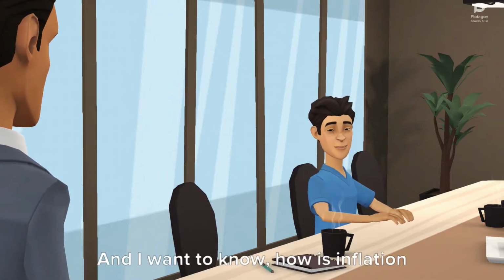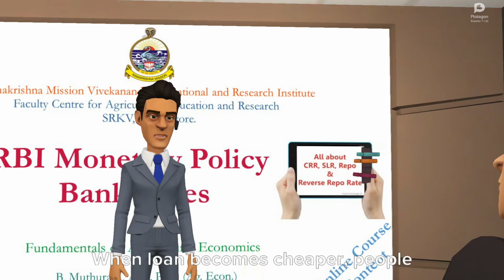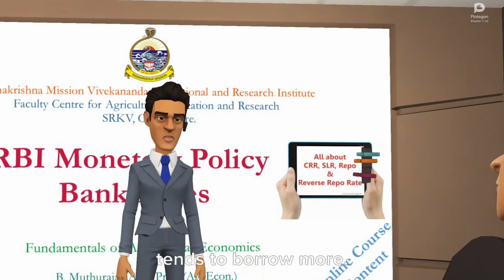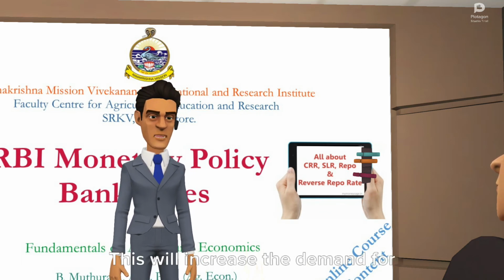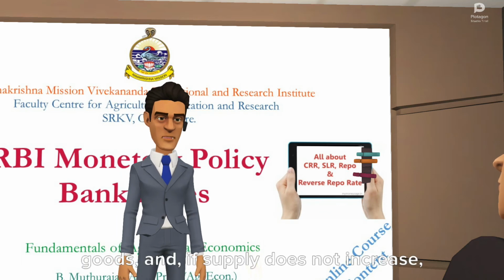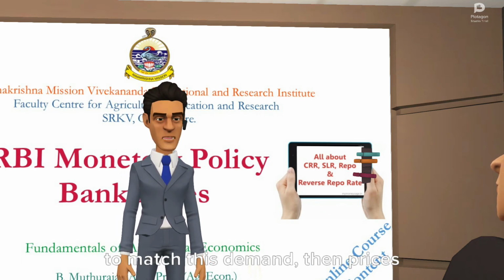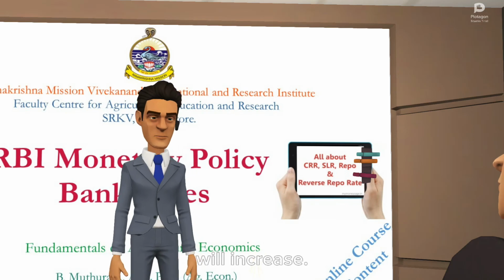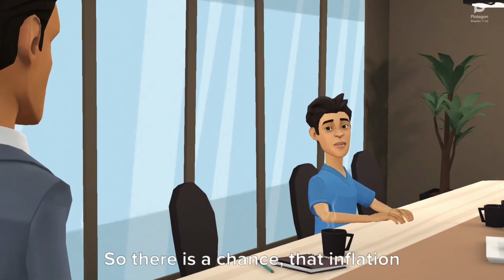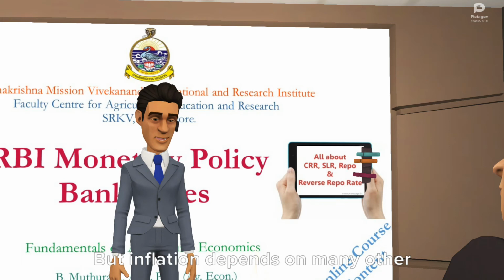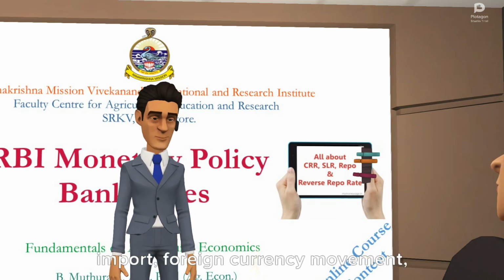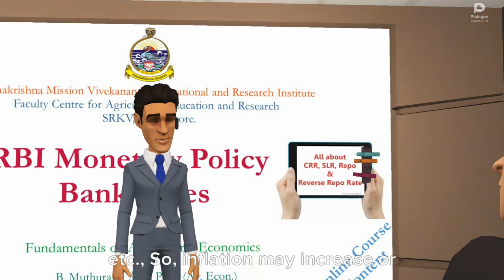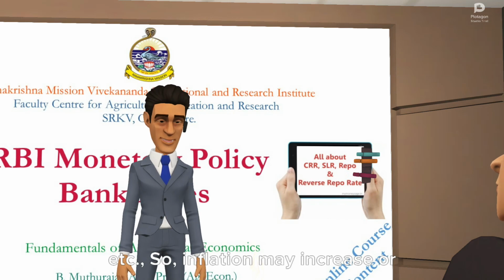And I want to know, how is inflation linked to this? When loans become cheaper, people tend to borrow more. That means people will have more money to spend. This will increase the demand for goods, and if supply does not increase to match this demand, then prices will increase. So there is a chance that inflation may rise also? Well, yes. But inflation depends on many other factors as well, like industrial and agricultural production, export-import, foreign currency movement, etc. So inflation may increase or may not.